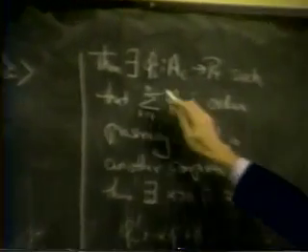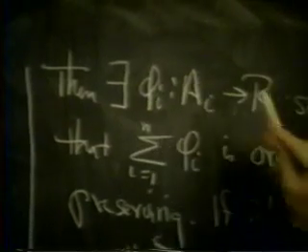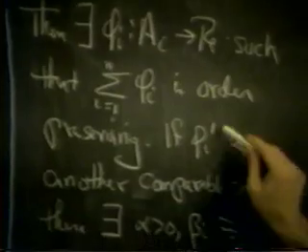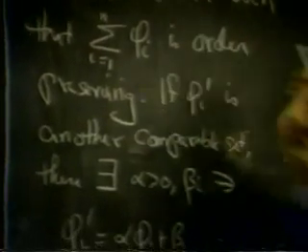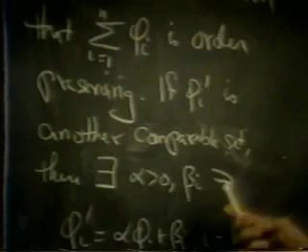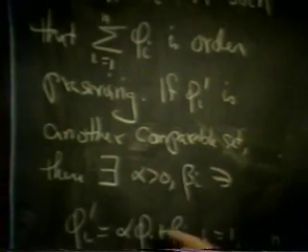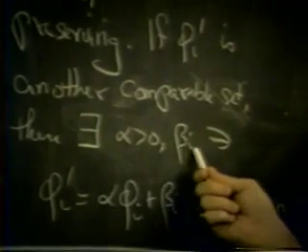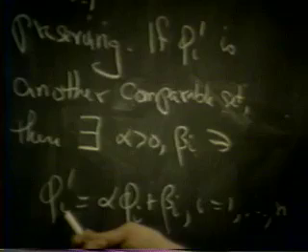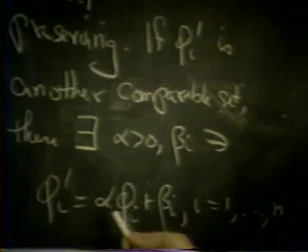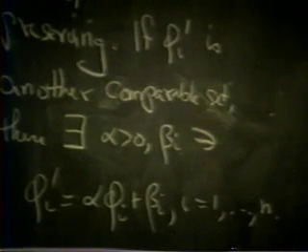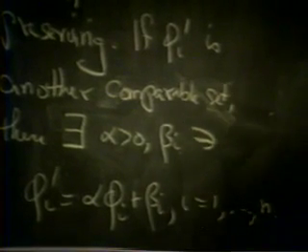Now, given those assumptions, the assertion is that there are mappings phi from A_i into the reals such that their sum is order preserving, and if phi prime is another set of mappings whose sum is order preserving, then they're related in the usual linear fashion with a common unit. That is, there's a single alpha greater than 0 and beta_i's corresponding to each component such that phi prime is alpha times phi plus beta_i prime. So they're linear transformations with a common unit.